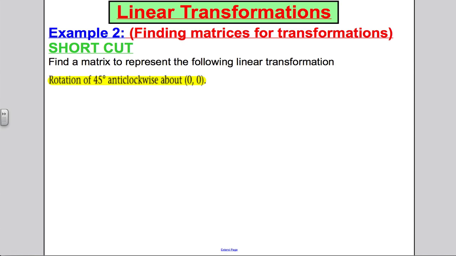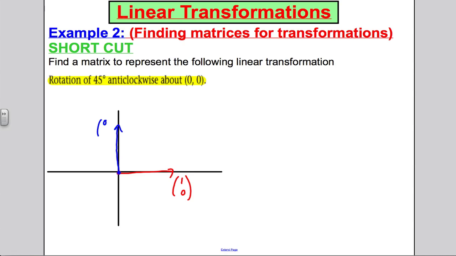Okay, this is more complicated. The algebra is a little bit messier, but the idea is exactly the same. Draw a picture. This here is 1, 0. This here is 0, 1. If you rotated those 45 degrees anti-clockwise, where would you end up? I might call this point A, and I might call this point here B. Where would you end up?